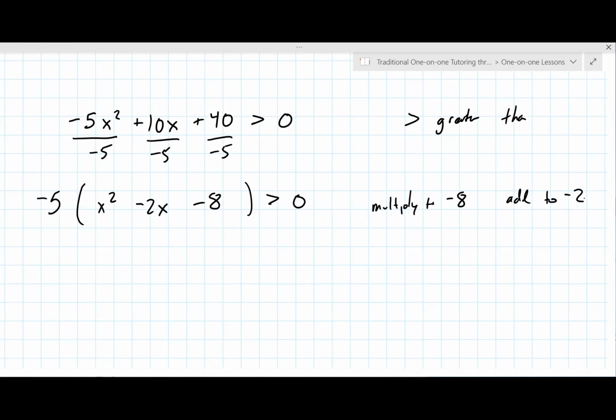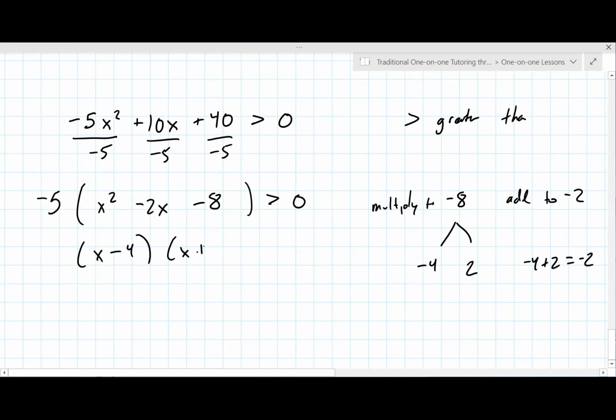So can you tell me those two numbers, please? -4 and 2. -4 and +2, those absolutely are the right numbers. This is x minus 4, x plus 2, greater than 0. So when you have a greater than, you want the graph above the x-axis.